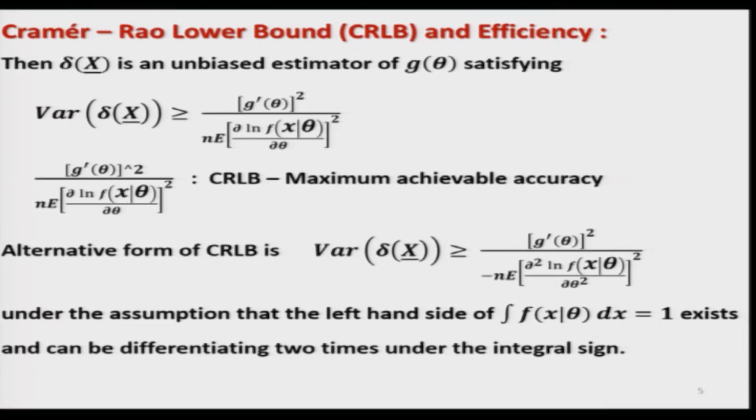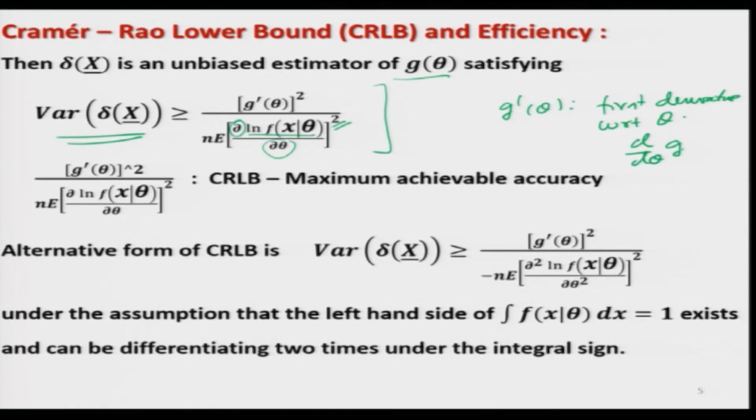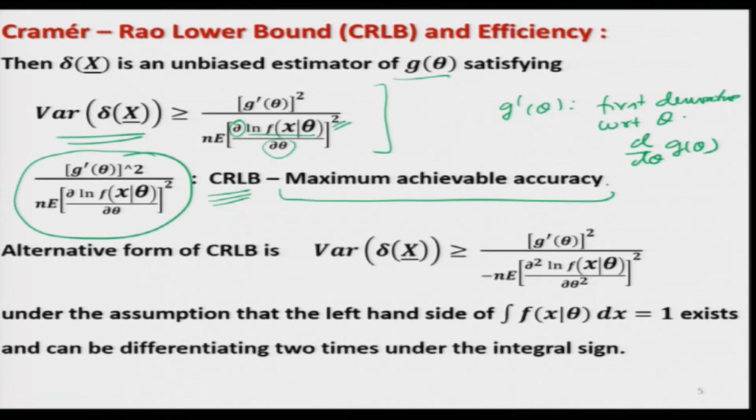Right. So, now the Cramer-Rao lower bound is defined as follows. The variance of delta x, which is an unbiased estimator of g theta, is greater than or equal to this quantity: g prime theta whole square divided by n times the expected value of the partial derivative of log of f x theta with respect to theta whole square. So, this g prime theta is the first derivative with respect to theta, that is d by d theta of g theta. Now you can compute these quantities, and this value on the right hand side is called the Cramer-Rao lower bound, and this indicates the maximum achievable accuracy.